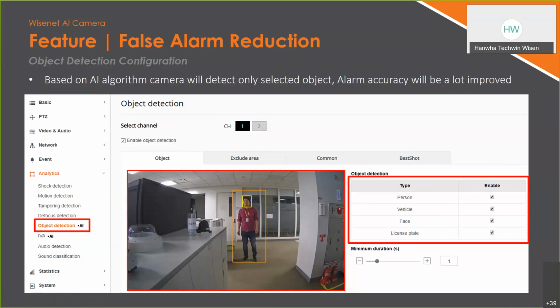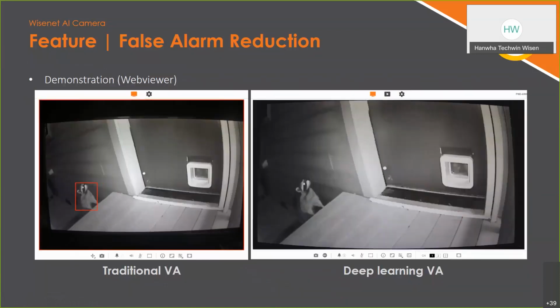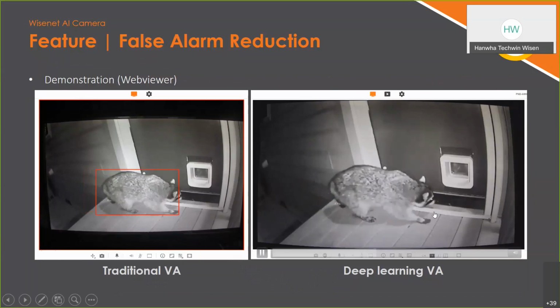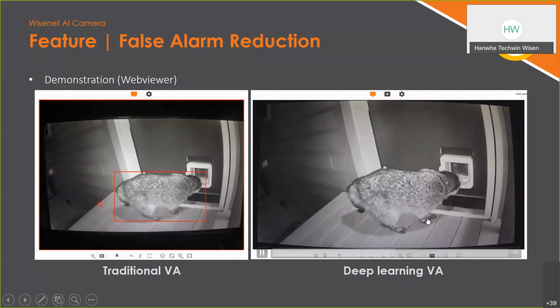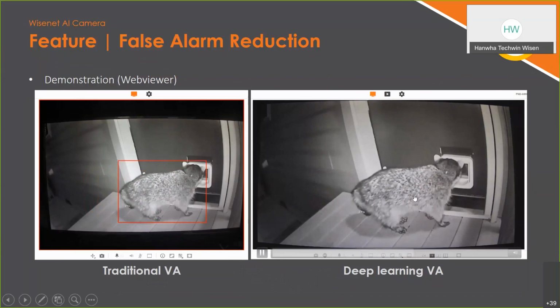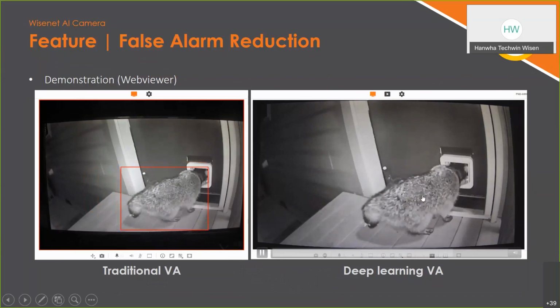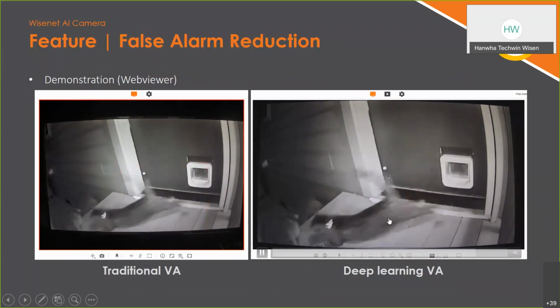So let's have a look at another example for the object detection. Here you can see our traditional video analytic will be detecting every motion from the scene, but with the AI feature, it will just ignore this kind of useless motion detection. Ooh, there's a cat.